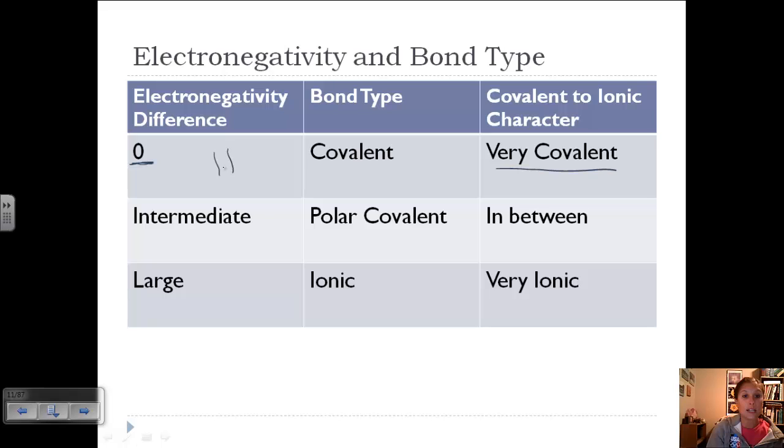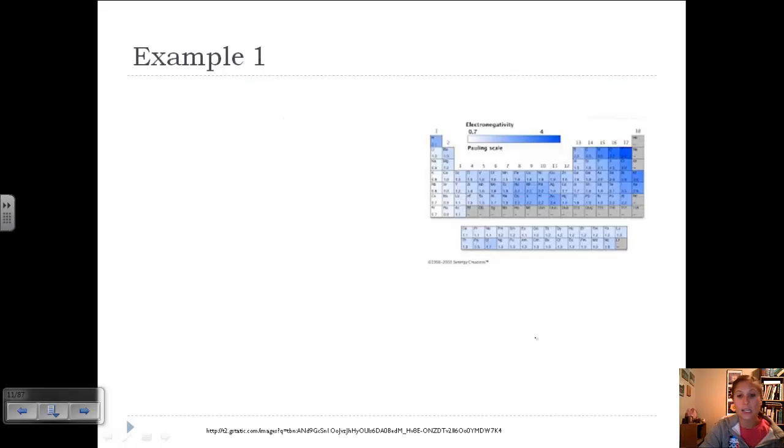This would be any sort of diatomic or anything where the atoms were identical. If your electronegativity difference is intermediate, we usually say that it is less than 2, then you have what's called a polar covalent bond, where they're shared but not equally, and so we would say that our covalent to ionic character is somewhere in between those two. If your electronegativity difference is large, so we would say greater than 2, then you have an ionic bond, and we would say that the character is very ionic. So we kind of have the spectrum from covalent to ionic.